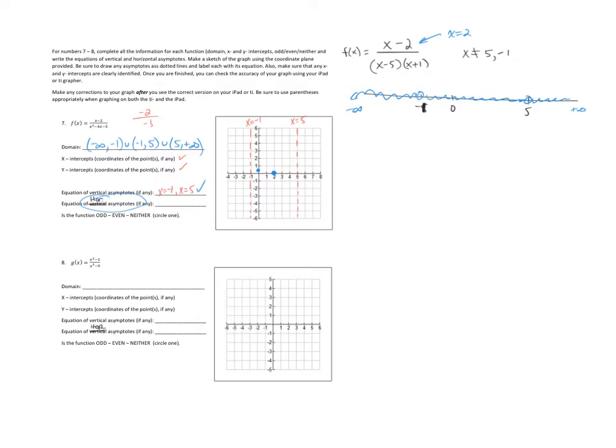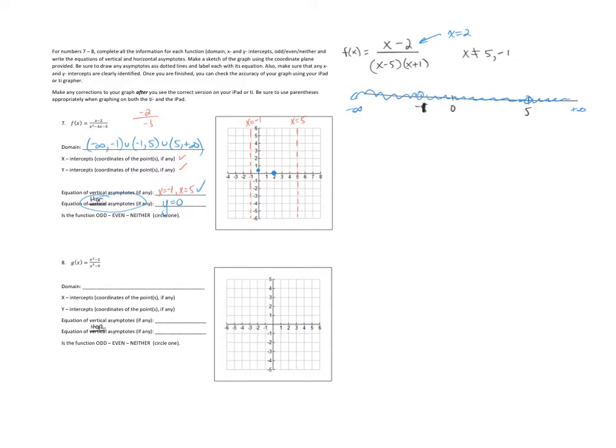So to decide that question, we look at the original function, look at the degree of the numerator and the degree of the denominator. The degree of the denominator is 2, the degree of the numerator is 1. The powers we're looking at right there. If the denominator has a greater degree, without question, the horizontal asymptote is going to be y equals 0.